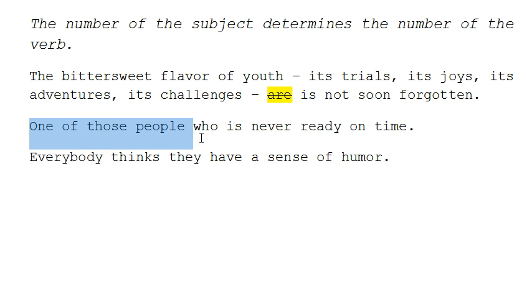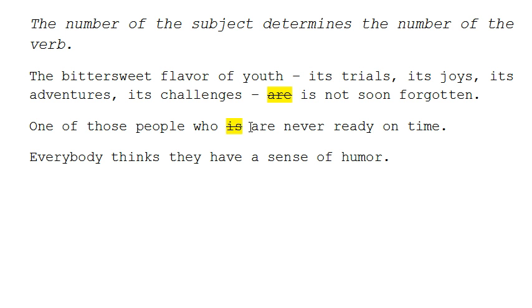Now, one of those people would suggest that the number of the subject is singular, but in fact it is plural. It's a group of people or a class of people. So therefore, the number of the verb should also be plural. We cross out the is and we add are. One of those people, the number of the subject being plural, and therefore the number of the verb should be plural. So we use are.